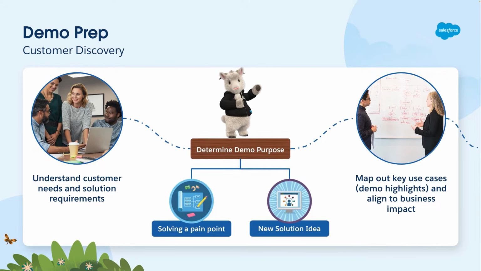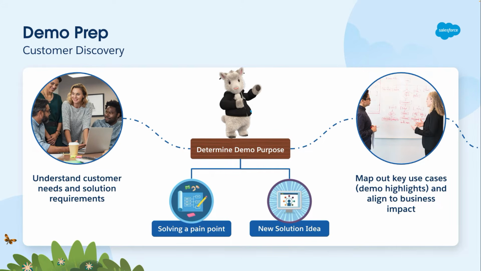A business area that, hey, we don't have a solution for this. We need a solution to solve for this problem we're having. And by determining that demo purpose, now we can shift into mapping out our key use cases, or what I like to call demo highlights, right? We can create these demo highlights and start to align them to business impact areas.